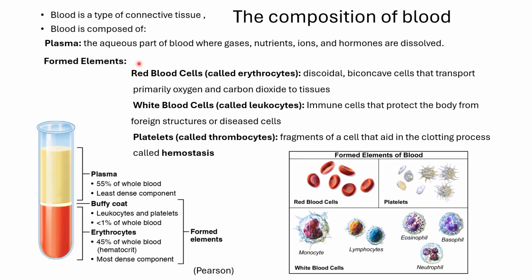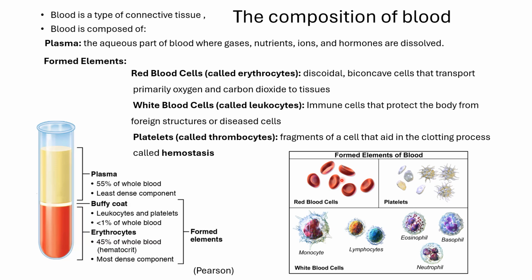And what are the formed elements? These are the formed elements. These three components are the formed elements of the blood. They are red blood cells. They're also called erythrocytes. Erythro means red, cyte means cells. So erythrocytes is the other name for red blood cells. And red blood cells, as you know, are disc-shaped cells. They're biconcave discs, and their primary function is to transport oxygen and carbon dioxide to the tissues.